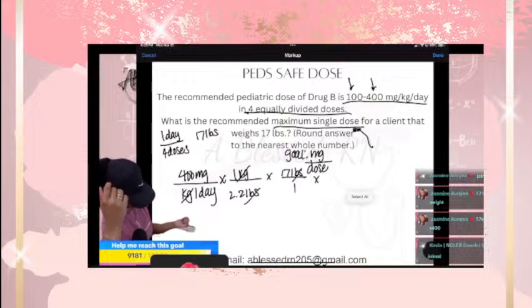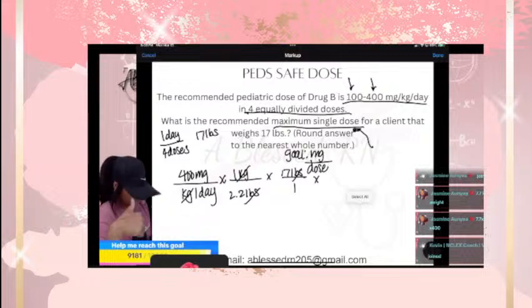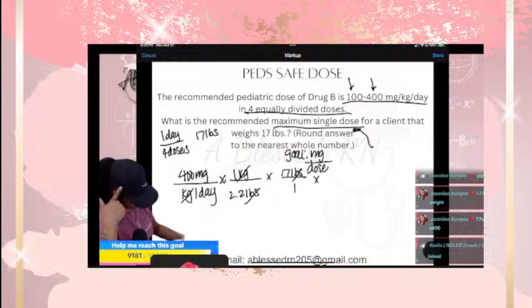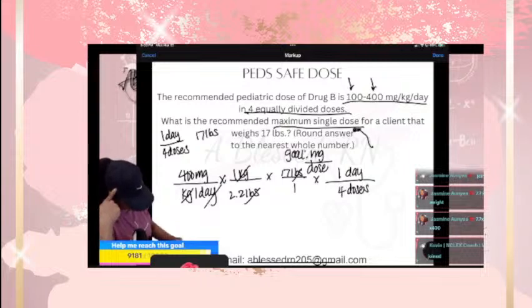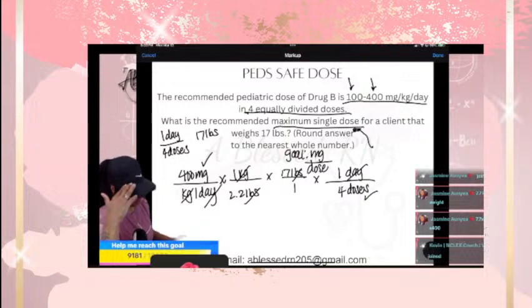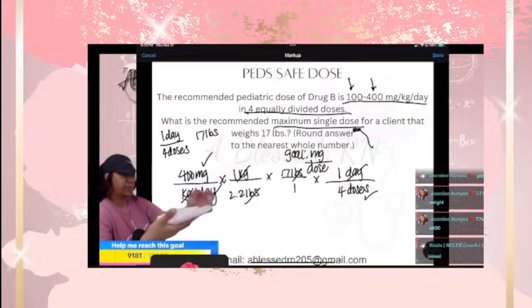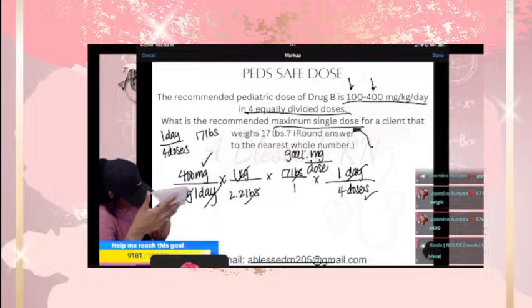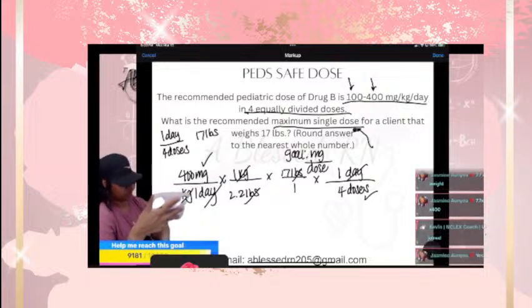And so what do we have? Milligram on the top, but we have day on the bottom. So therefore we need to cross out day, right? So 1 day at the top, and there are 4 doses in that day. So day has crossed out, and now you're left with how many milligrams you can give in a dose. Okay, does that make sense so far? 400 times 17 divided by 2.2 divided by 4.